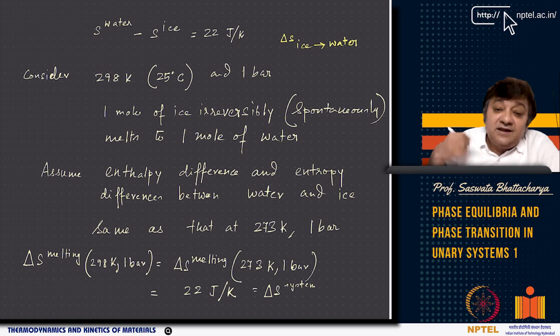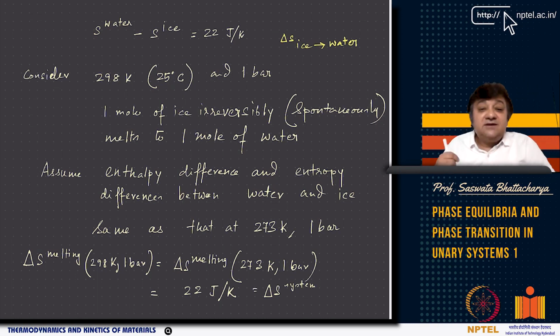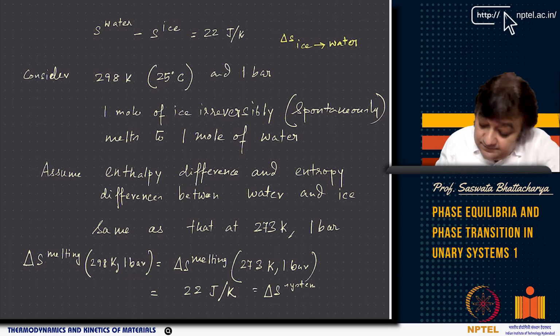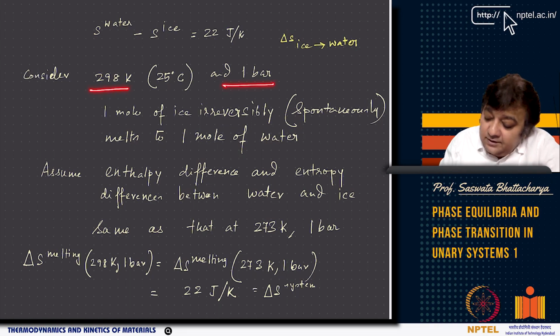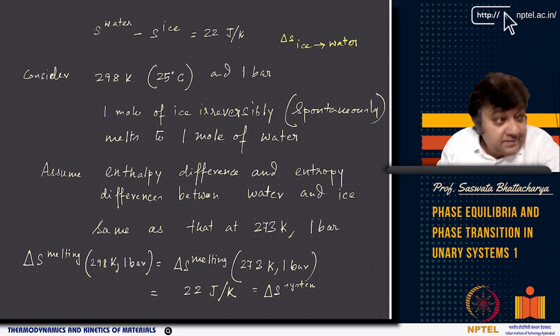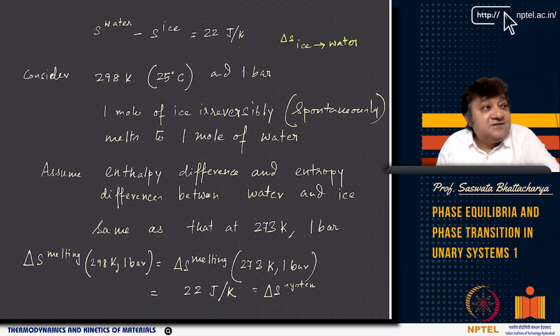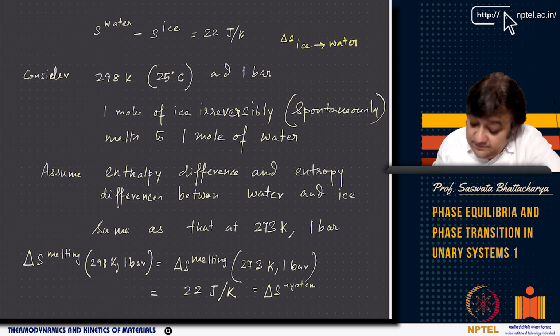Now let us consider irreversibility. That means we will consider a temperature at which the process of converting from water to ice or ice to water becomes irreversible. Now if that is so, consider 298 Kelvin and 1 bar, where 1 mole of ice is irreversibly melting to 1 mole of water, right?